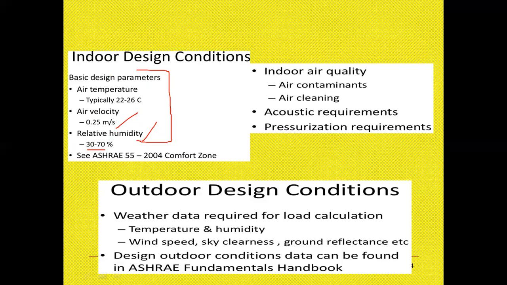Next, coming to the indoor air quality, based upon these design parameters, the air temperature, the air velocity and relative humidity, what is the quality of the air we have to see, right? What are the air contaminants? What are the other hazardous pollutants prevailing in the air, those are air contaminants. Next, air cleaning means purifying the air so that the quality of the air will be good.